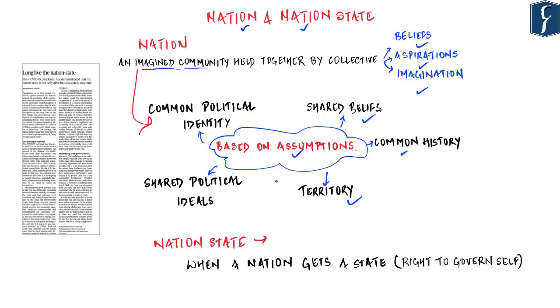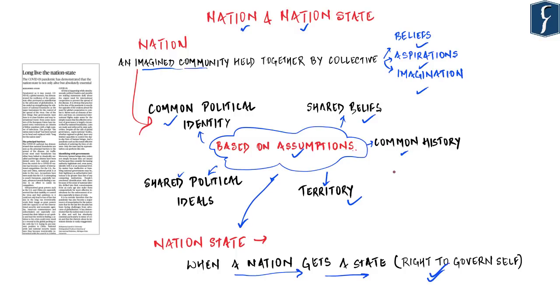Now, apart from these three, two ideas related to politics are very important. Those are shared political ideas and common political identity. So, all these are assumptions which unite people to form a nation. But that is just the first stage. Because when a group of people unite together, they want to govern themselves. And hence, the idea of the nation state comes into play. A nation state is that collection of people which has got the right to govern themselves.